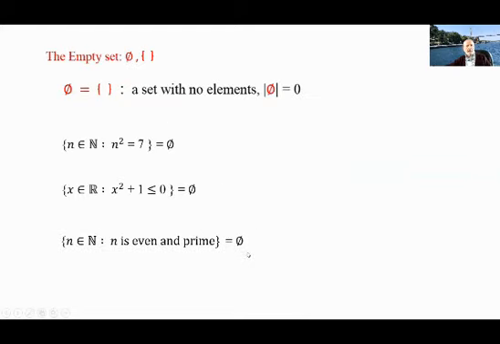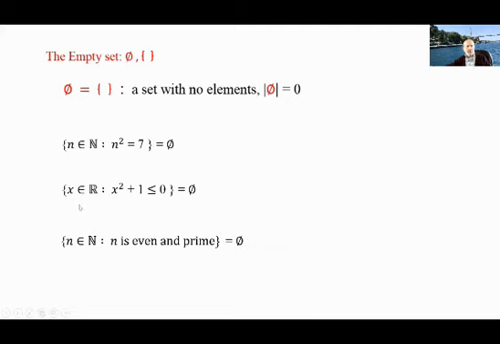Here's an interesting set. It's called the empty set, and we use this notation for it, or this one here. So the empty set is a set with no elements. And obviously, the size of this set is equal to 0. Here are examples of empty sets. n is an integer, n squared is equal to 7. You can't find an integer that you square and get a 7.